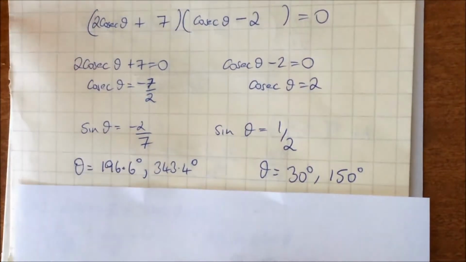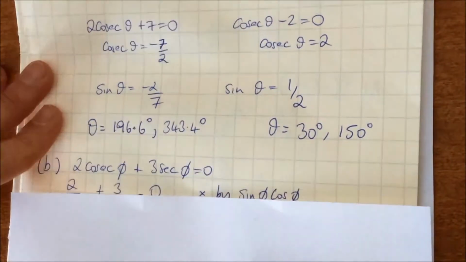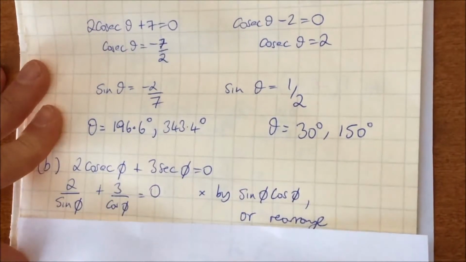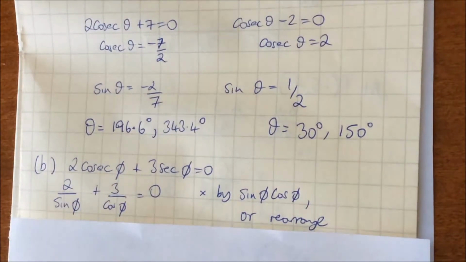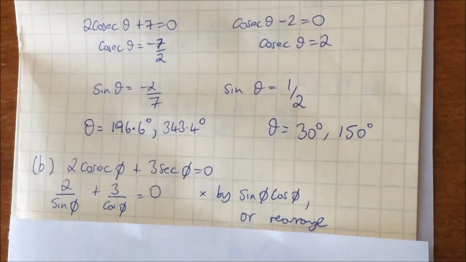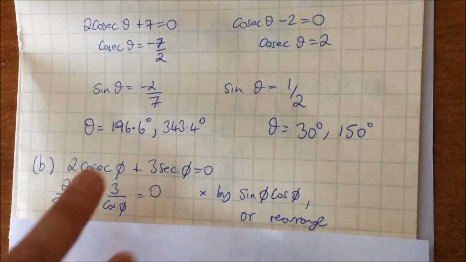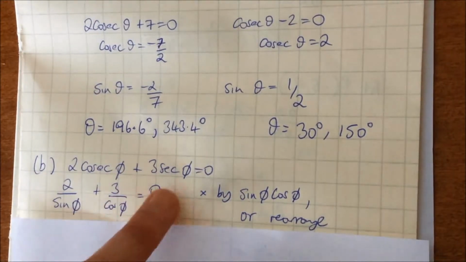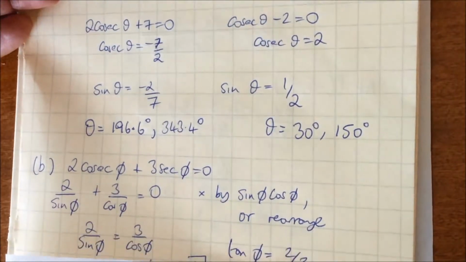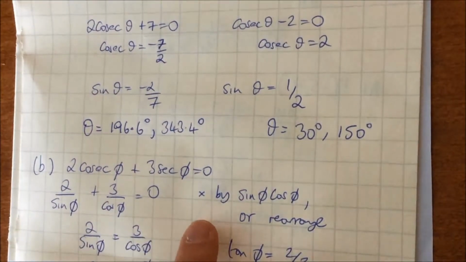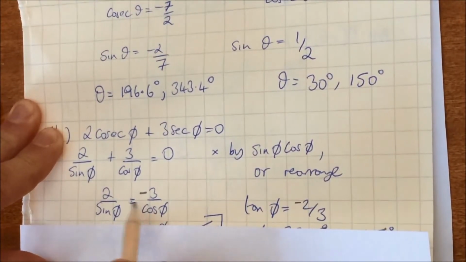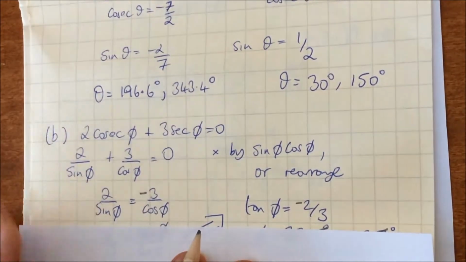Okay, and then for part B, what I've done is I've gone right back to basics on this one. Because it looks different, let's write that in terms of our more familiar trig functions. So I've written cosec as 1 over sine and sec as 1 over cos. If I then multiply through by, okay, I realise I left the minus sign out of that when I took it to the other side of the equals.